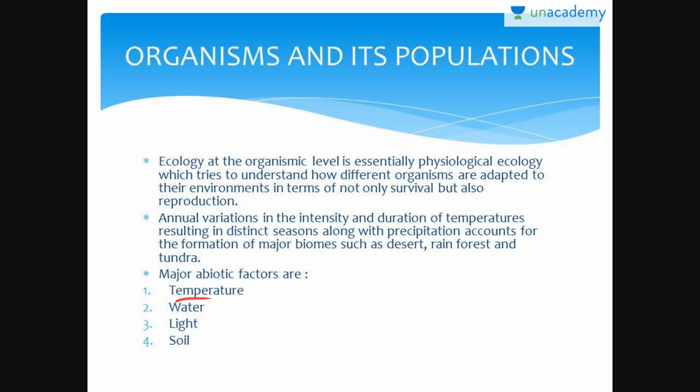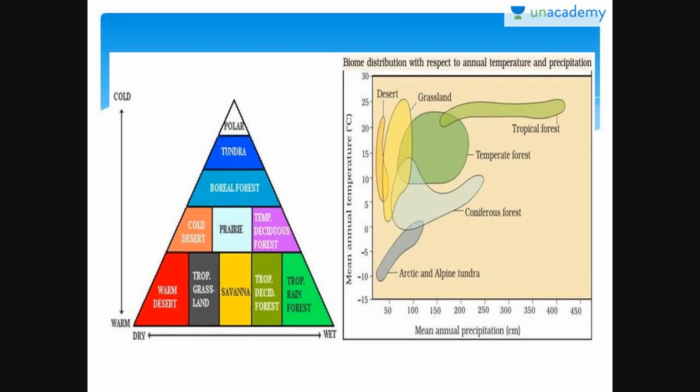Then the second one will be water. Water is a very important factor that influences the life of organism. The productivity and distribution of plants is also dependent on water. The salinity varies in aquatic environment, that is 5% in inland water, that is fresh water, 30 to 35 in seawater, and more than 100% in hypersaline lagoons.